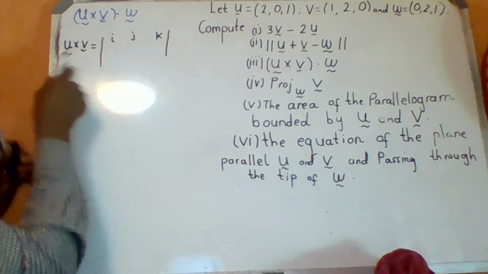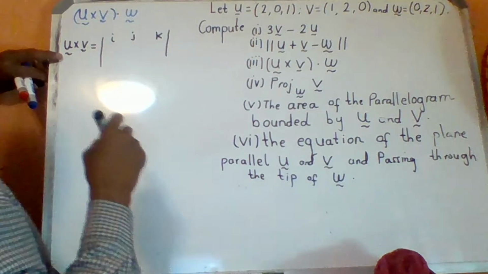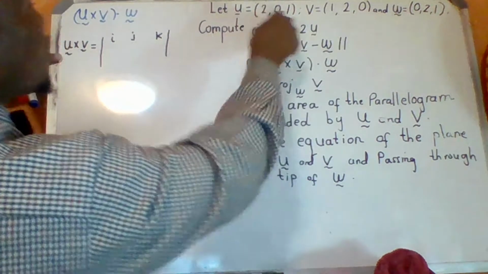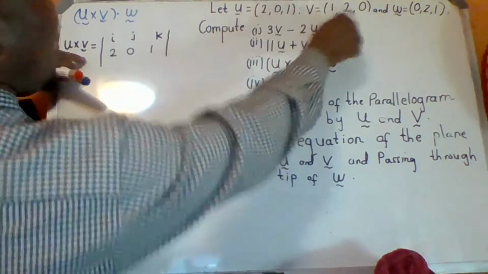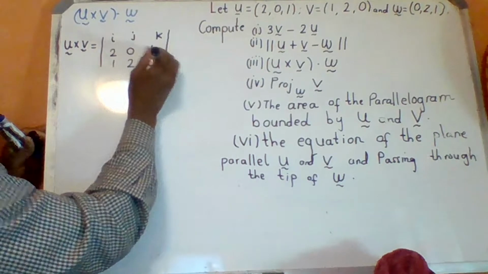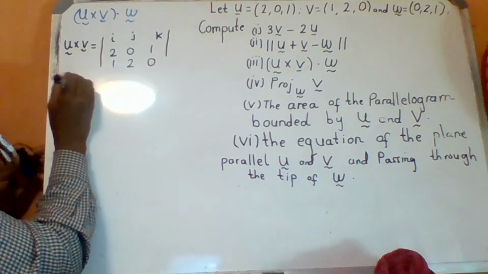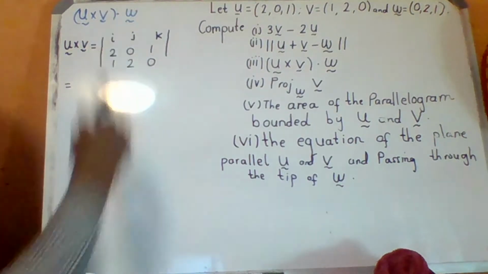This is same as, okay, we're gonna say i, j, and k. So this is how you cross, right? What are the components of vector u? Components of vector u equal to 2, 0, 1. So you write here 2, 0, 1. The components of vector v, 1, 2, 0. So it's gonna be 1, 2, and 0. So let's cross it. Cross is easy.